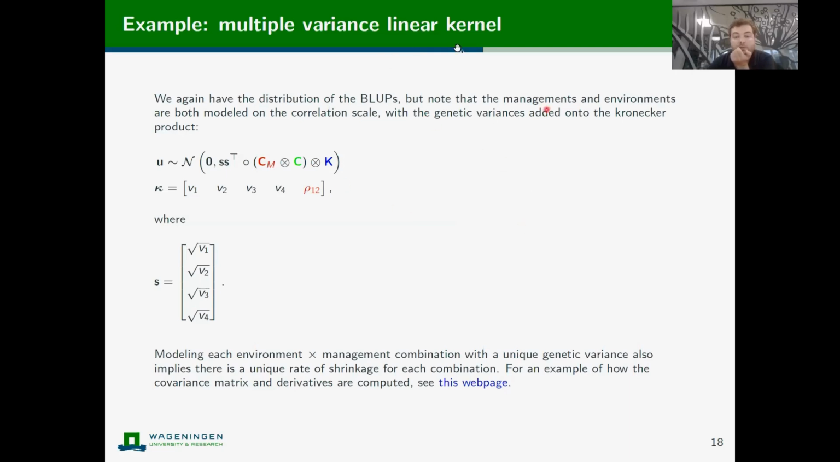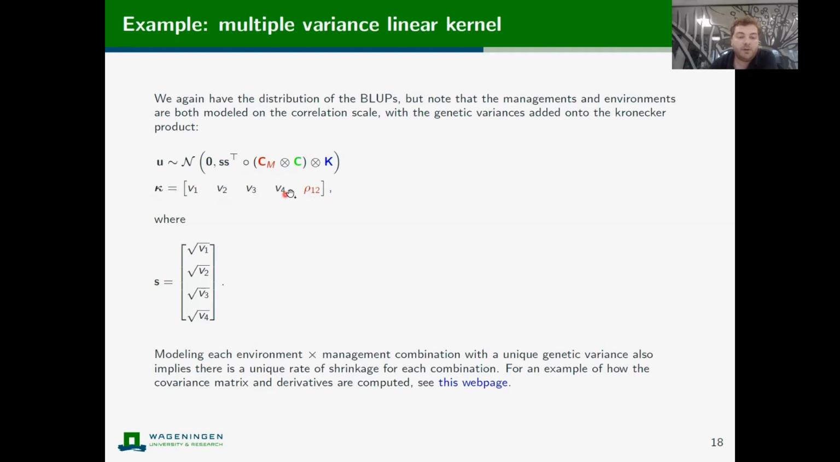The second option within the idea of the linear kernel is to use multiple variances. So the formulation mathematically looks slightly different. We used to just have a covariance matrix for the management and then the linear kernel and the kinship. Now what we do is we actually estimate an unstructured correlation matrix for the managements. We have the linear kernel, which, if you remember, is also essentially a correlation matrix. We then first take the Kronecker product of those 2, and then we add the variances for all E by M combinations on top of that. And then once we've done that, we multiply with the kinship.